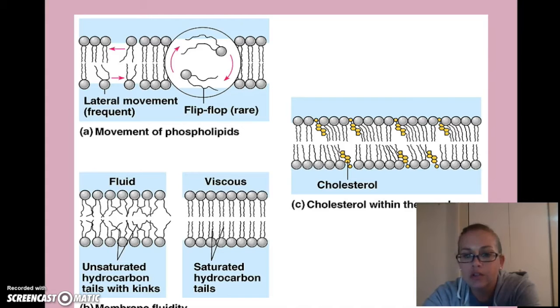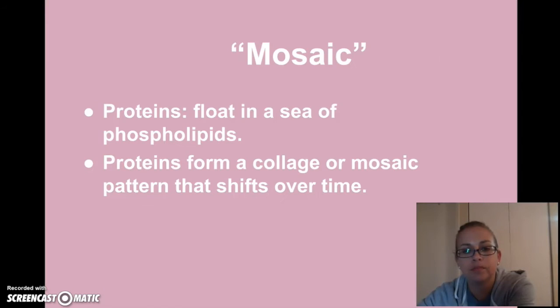And then in C, you can just see that we've got some cholesterol molecules thrown into that membrane there. And so again, that's going to keep it more fluid. It sort of does the same job as these unsaturated hydrocarbon chains, because you're not going to get these chains laying really straight right next to each other, since those cholesterol molecules are grouped in.